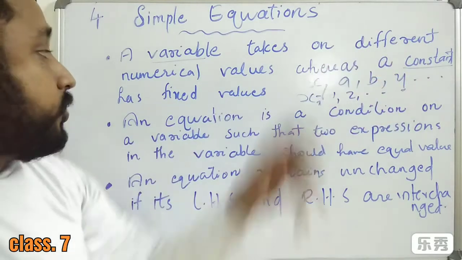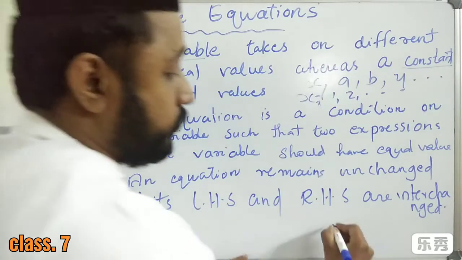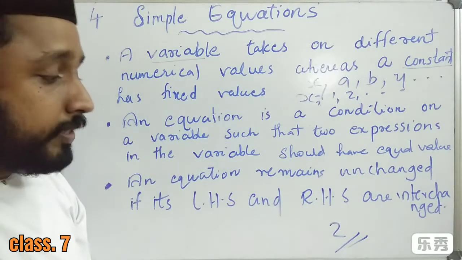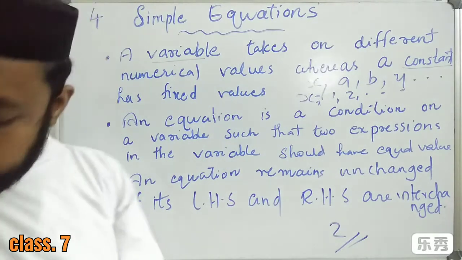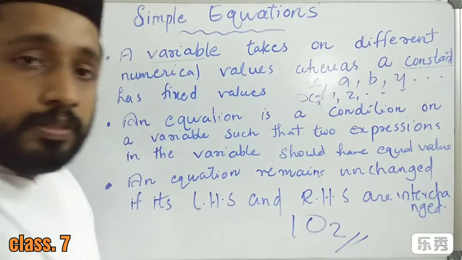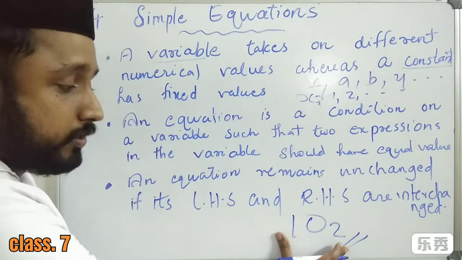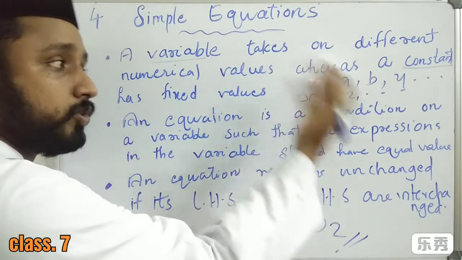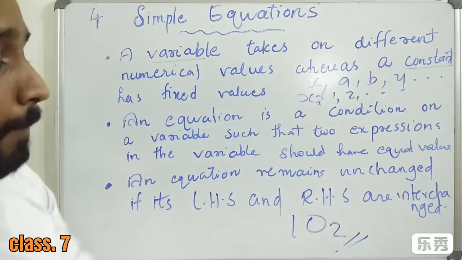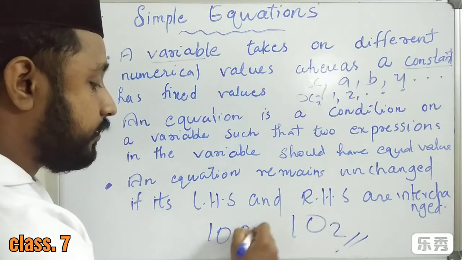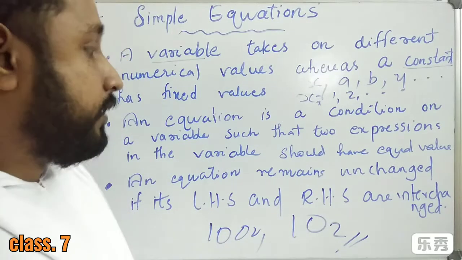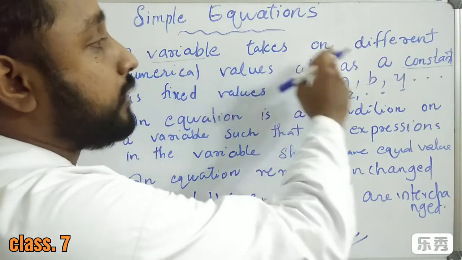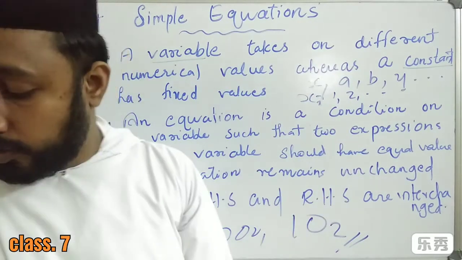But a constant has a fixed value, like 2. When we consider 2, it's a fixed value. So 2 is a constant. 1 and 2 are fixed values. They are not changing. Here, the values of x can be changed. It can become 1, 2, 3, or any numerical value. But 1, 2, 1000, etc. are fixed values. Such fixed values are called constants, and a variable takes on different numerical values.